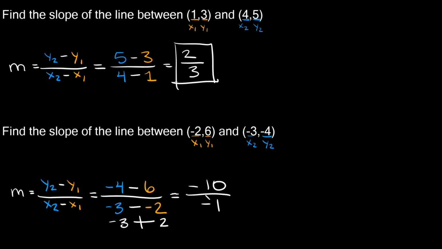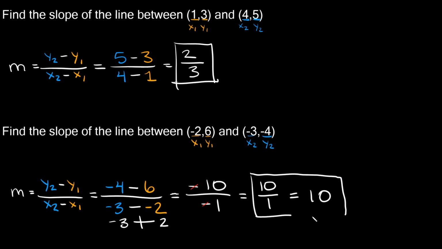And we can simplify this a little bit, right? So the negative sign on top cancels out with the negative sign on the bottom. So then we're just left with 10 over 1, okay? But we can also simplify this a little bit more, right? Because 10 over 1, that's the same thing as just 10, okay? So either of these two answers right here would work, okay? So your slope right here would either be 10 over 1 or 10.